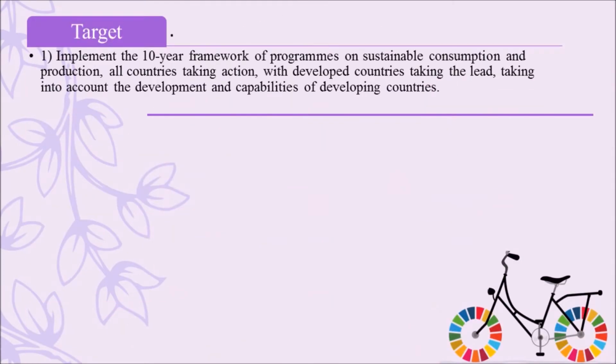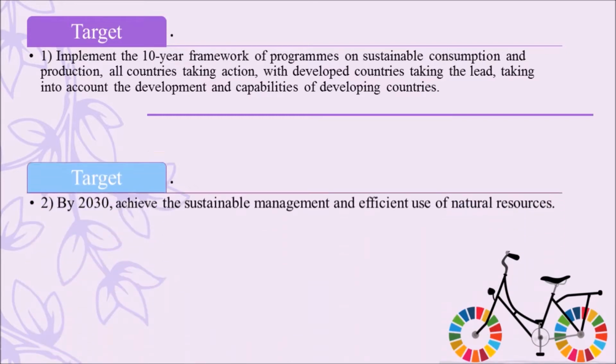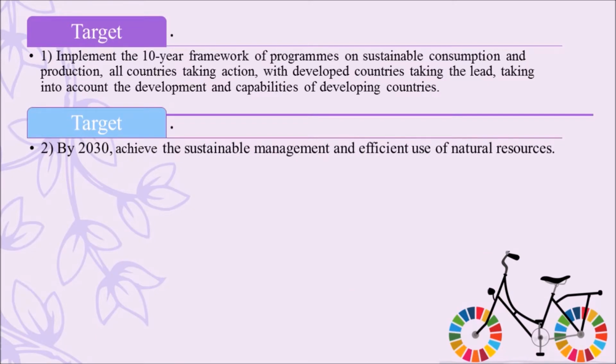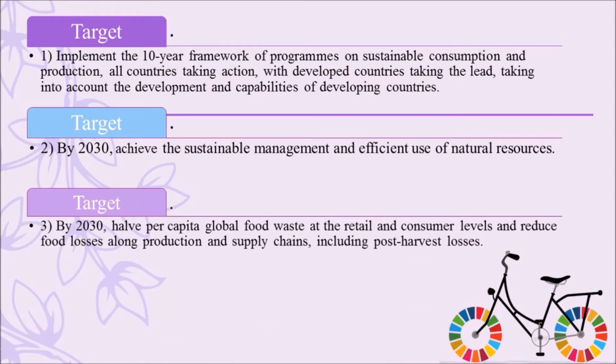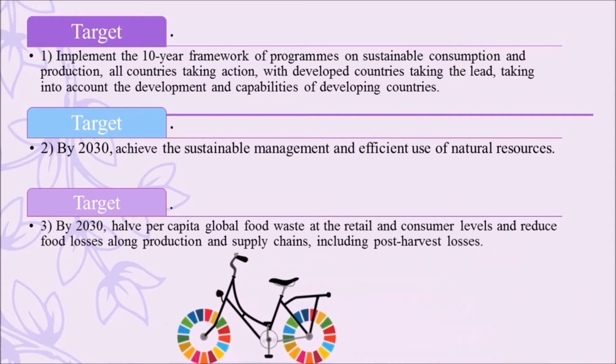1. Implement the 10-year framework of programs on sustainable consumption and production, with all countries taking action, with developed countries taking the lead, taking into account the development and capabilities of developing countries. 2. By 2030, achieve the sustainable management and efficient use of natural resources. 3. By 2030, halve per capita global food waste at the retail and consumer levels and reduce food losses along production and supply chains, including post-harvest losses.